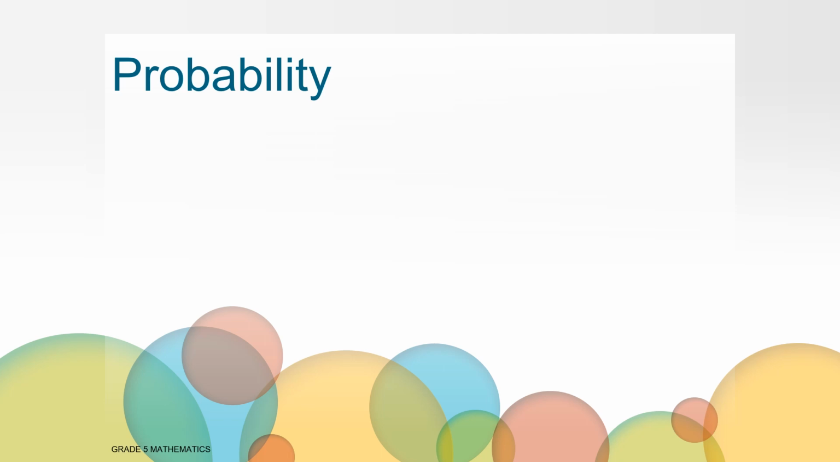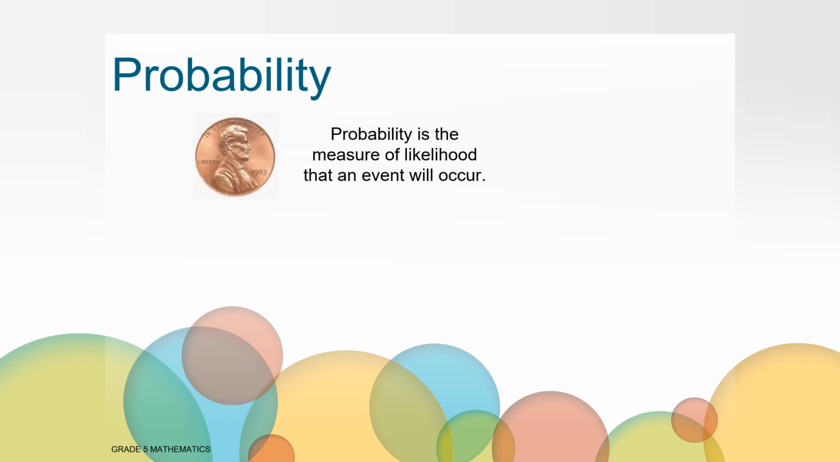Now let's review what we've learned about probability this week. Probability is the measure of likelihood that an event will occur. Probability can be expressed as a fraction. So in the case of tossing a coin, we could say that the probability of the coin landing on heads is 1/2, or 1 out of 2, because there are two outcomes, heads and tails, and heads is one of the two outcomes.